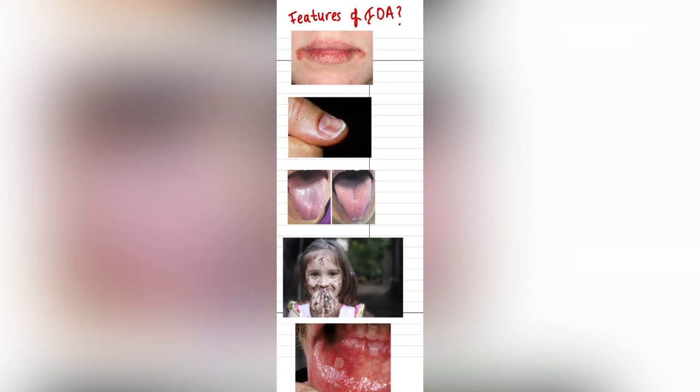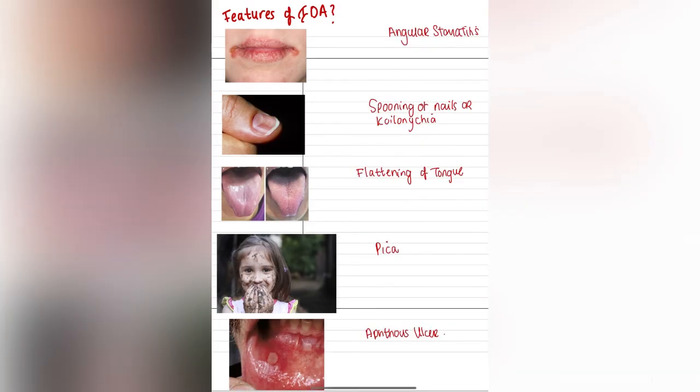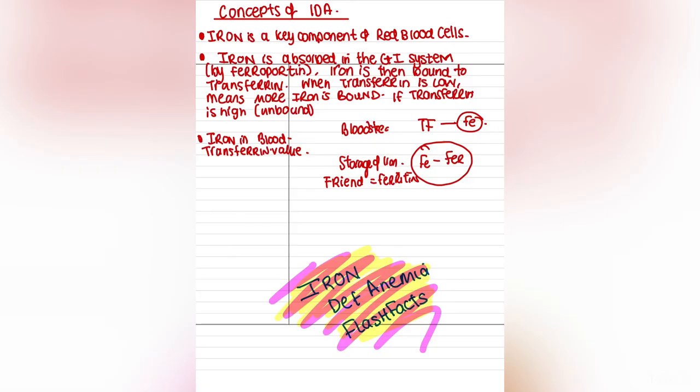Here are the features: angular cheilitis at the top, koilonychia, then angular stomatitis, then pica, eating dirt, and the aphthous ulcer. Now, iron is a key component of RBCs, that's why we get iron deficiency anemia.